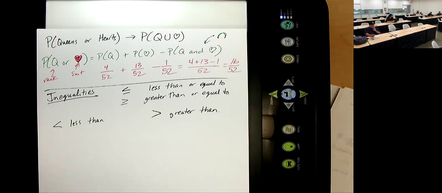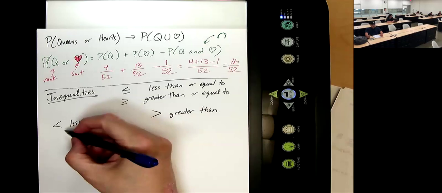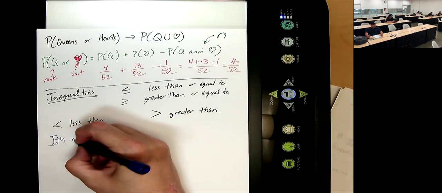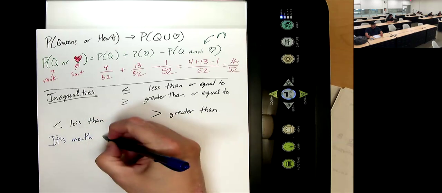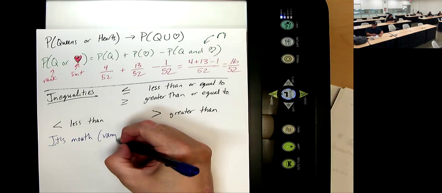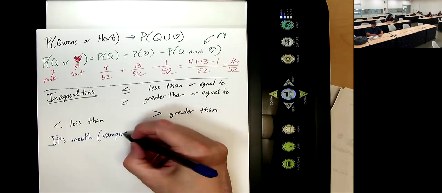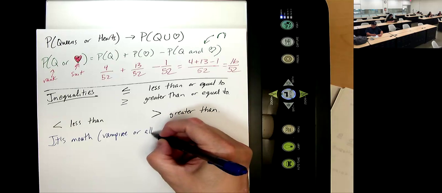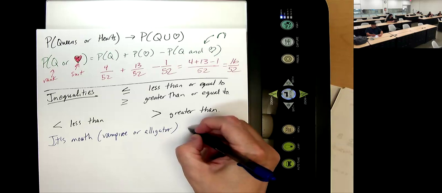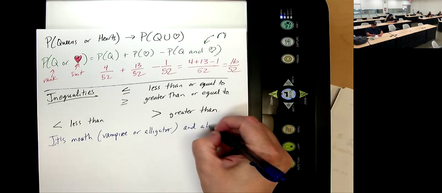And if all you remember is this, you should never mess up which one is which. Treat this as a mouth. It's a mouth going after the bigger one. You could go with vampire mouth, vampire or alligator. Pac-Man's a good one. Pac-Man always goes after the bigger meal.